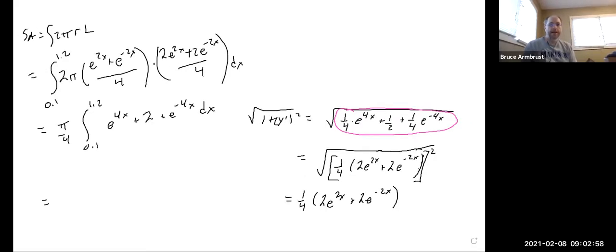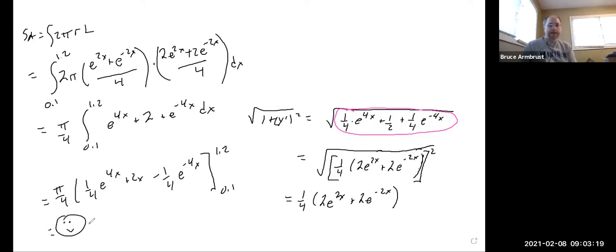And then this is nice and quick because it's just exponential functions. So 1/4 e to the 4x plus 2x minus 1/4 e to the minus 4x. Plug in your bounds and you get whatever you get. We'll put a little smiley face just to make us feel a little bit better, maybe.